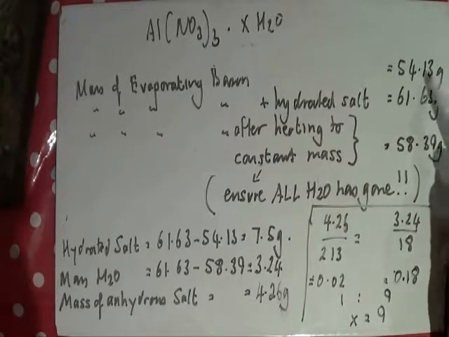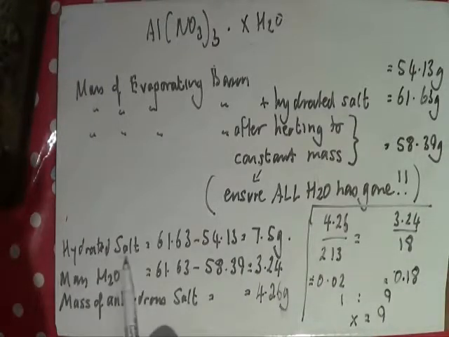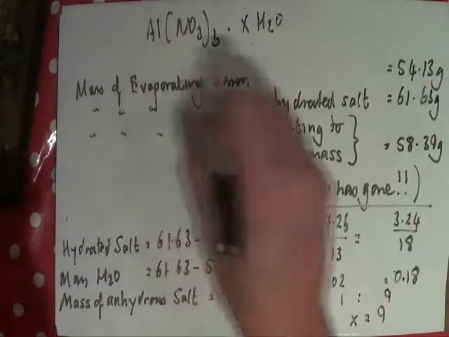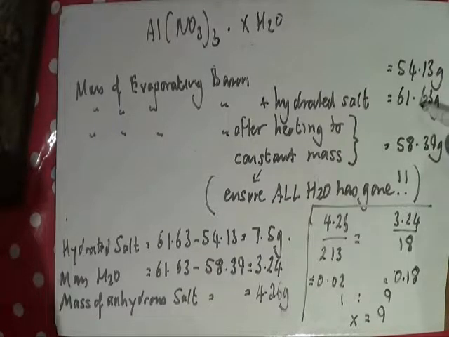Okay, so how are we going to work out the information that we need from these values? Well, the mass of the hydrated salt must be the 61.63, this value minus this value. That's the empty basin, that's the basin with all of this salt in it. So the hydrated salt is that. So then, after we heated it, the mass dropped from that 61.63 to 58.39.